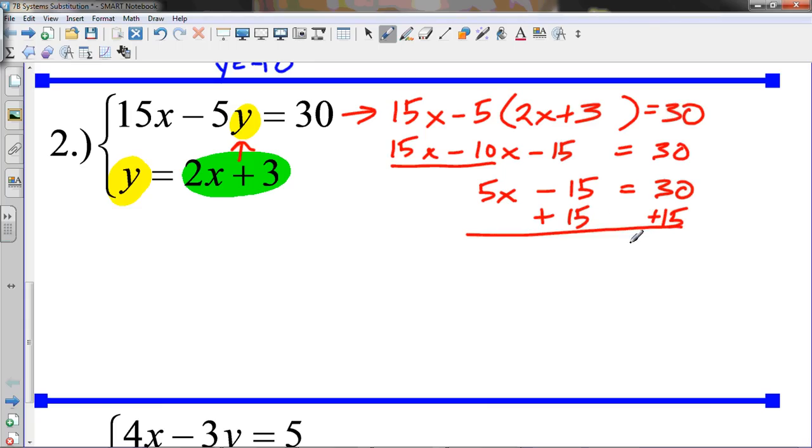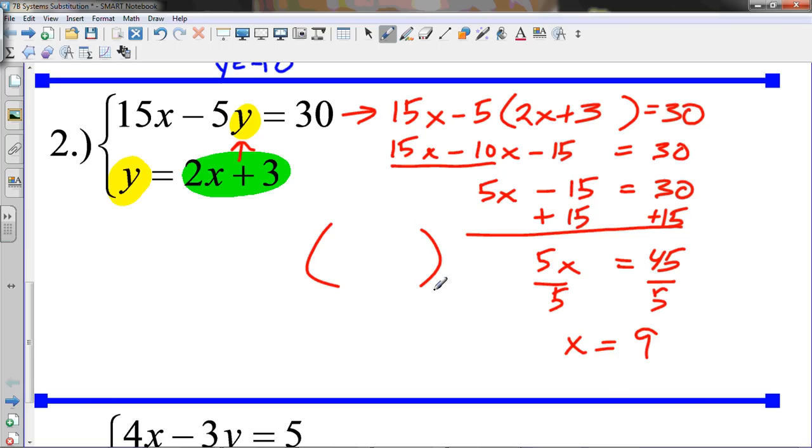Okay, and 5x, the only thing left over here, 45 divided by 5. Again, a lot of longer process here, but that's okay. And x is equal to 9. Now again, I always like to go and write my answer as x equals 9.